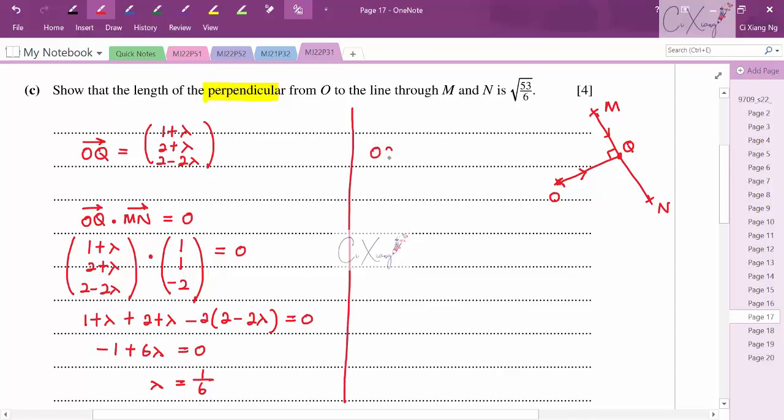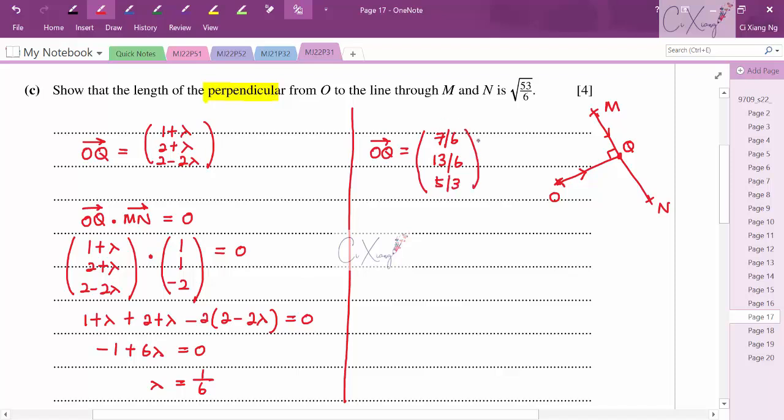So substitute into the OQ vector, what is the position vector for the point Q? If I substitute lambda equals to 1 over 6, I will have OQ equals to, substitute here, right? So I'm having 7 over 6, and then 13 over 6, and also 5 over 3.